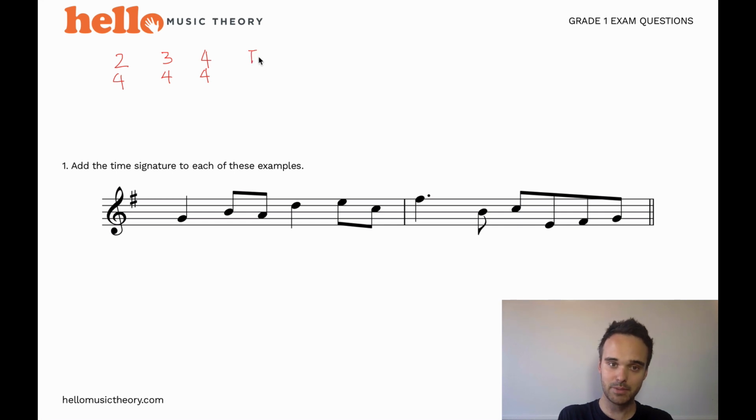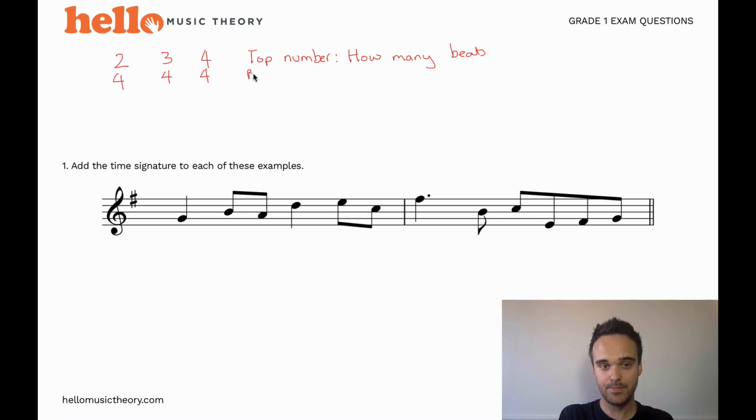Now, hopefully you know a little bit about time signatures already, but just to remind you, the top number in a time signature represents how many beats there are in a bar. So how many beats. For Grade 1, it could either be 2, 3, or 4.